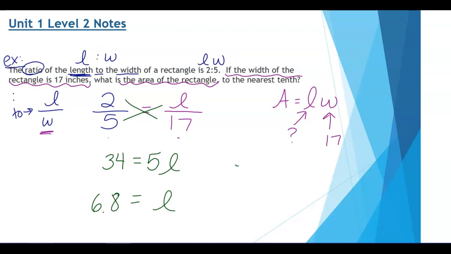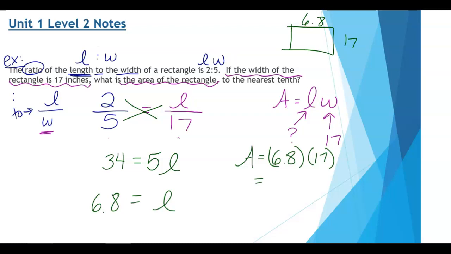All right, now when we substitute it in, the area of this rectangle, which is now 6.8 times 17. The length times the width. Multiply that together and we get 115.6 square inches. Not inches squared, technically they're square inches, so they're about this big on the board I'm drawing. A square foot would be a foot by a foot.